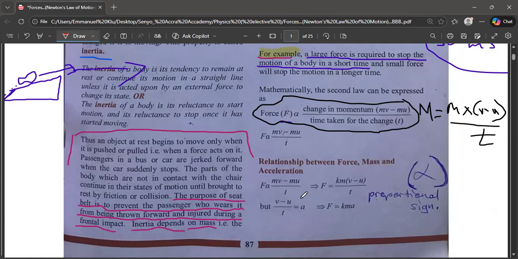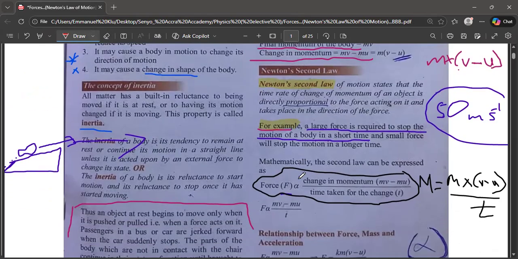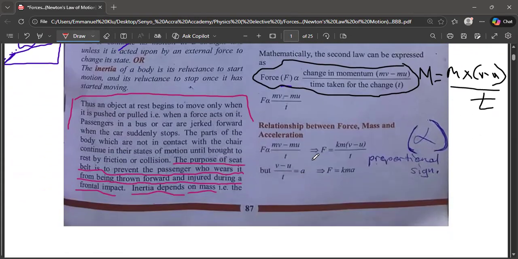So these are the relationships, and you realize that from Newton's second law of motion, we had this formula where we are saying that the rate of change in momentum of a body is directly proportional to the applied force and takes place in the direction of the force. That is all this law is trying to say.